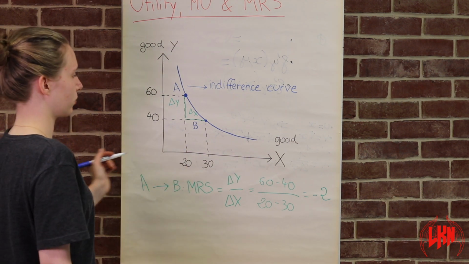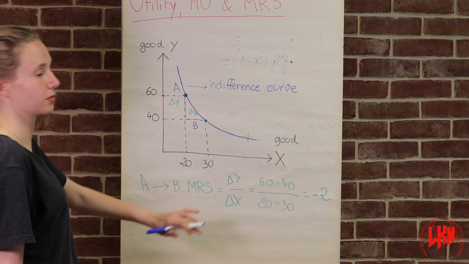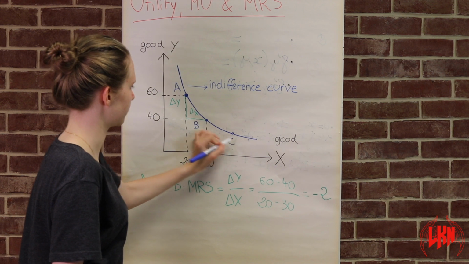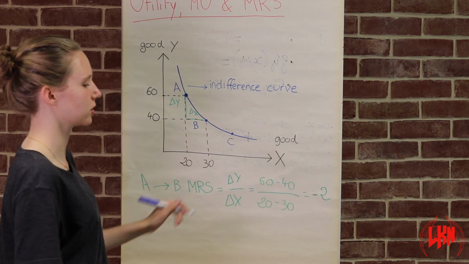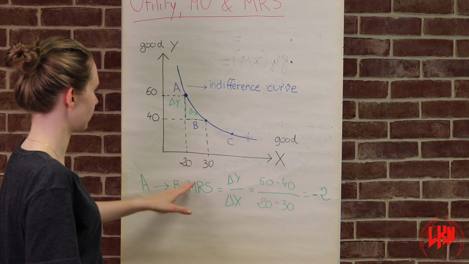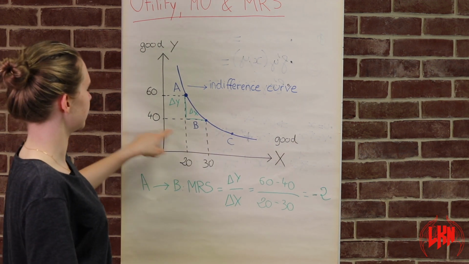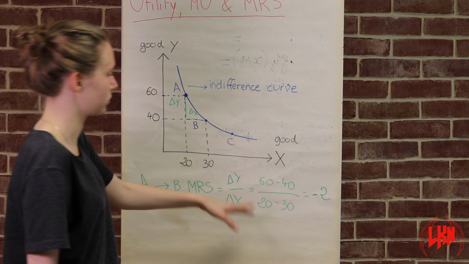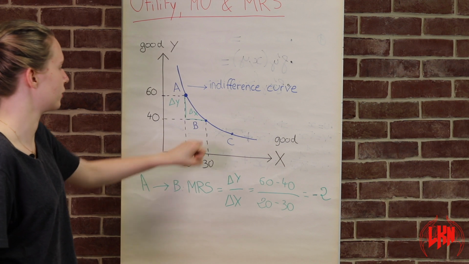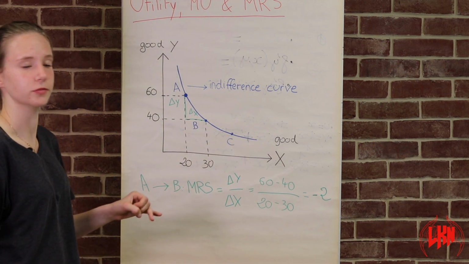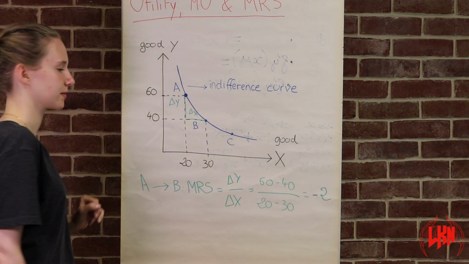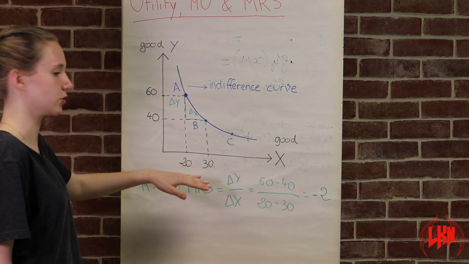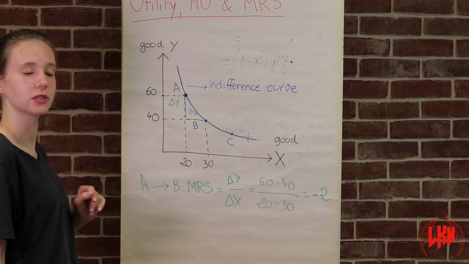And now if, for example, we want to calculate the marginal rate of substitution in a different position, let's say between point B and point C, we will have different numbers because the slope is not the same. So for example, let's say here it's 10 and here it's 15, and the result will be, for example, marginal rate of substitution equal to minus 1. So moving from B to C, you give up 1 y in order to get 1 x. So the marginal rate of substitution can change. And this is called the diminishing marginal rate of substitution.